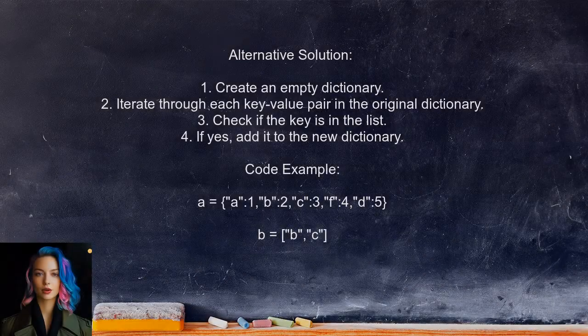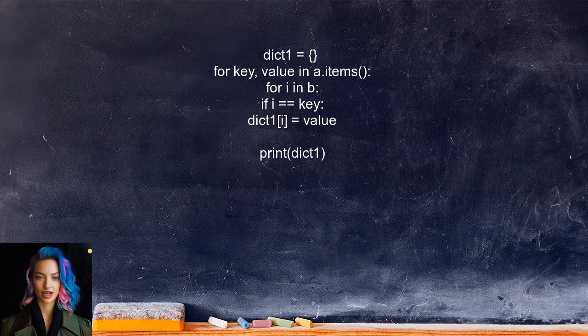An alternative approach provided by a user involves creating a new dictionary to store the selected key value pairs. They iterate through each item in the original dictionary and check if the key exists in the list of keys. If it does, they add it to the new dictionary.